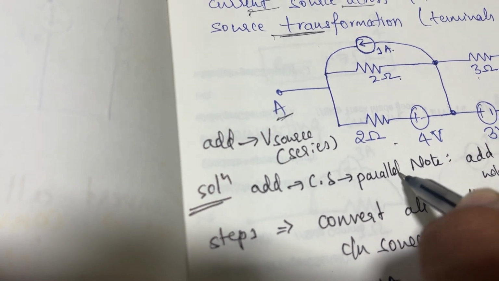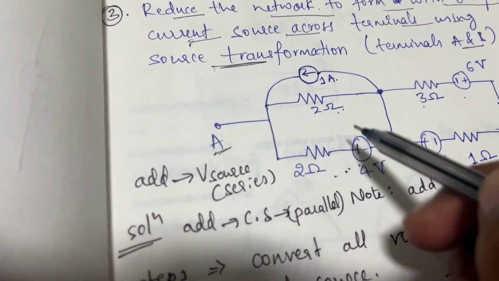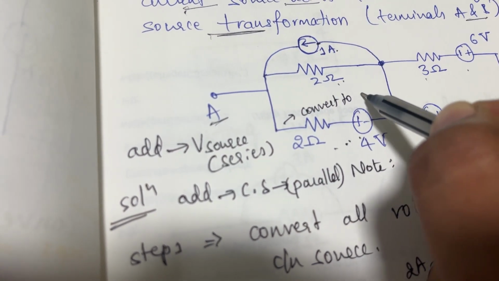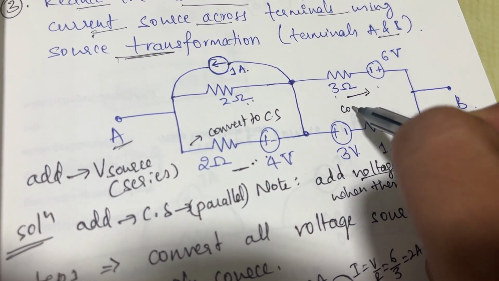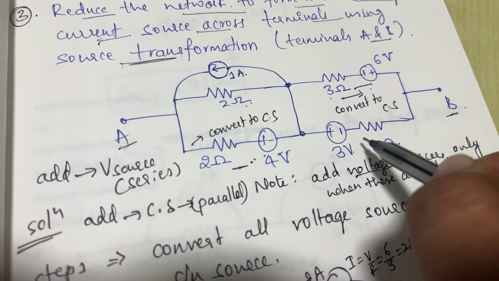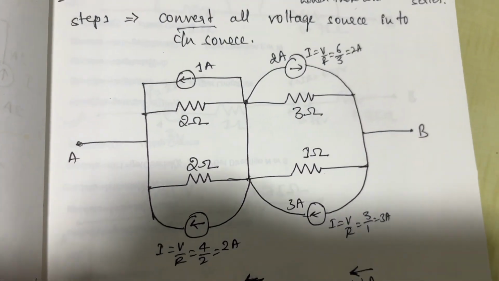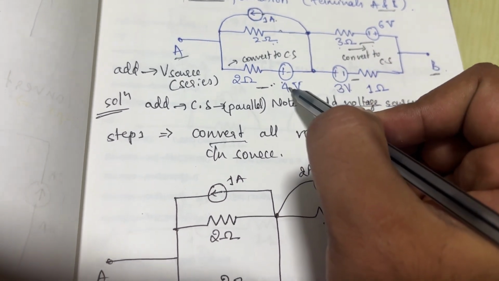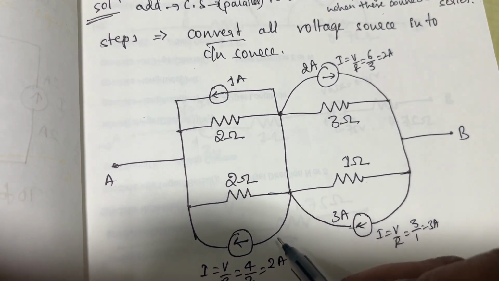Okay, so now let us see this problem. One current source is there, and now this 2 ohm 4 volts voltage source, you need to convert this into a current source. Similarly, 3 ohm 6 volts, 3 volts 1 ohm, you need to convert these into current sources. You'll get current sources in parallel, then you can get one equivalent current source. This is the logic. So now convert all voltage sources into current sources, you'll get parallel current sources to get equivalent current sources.